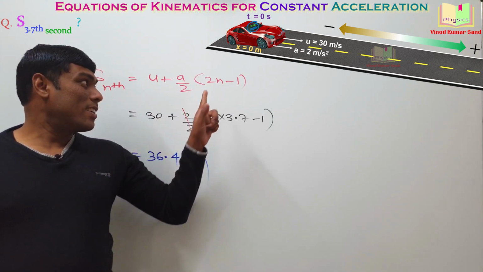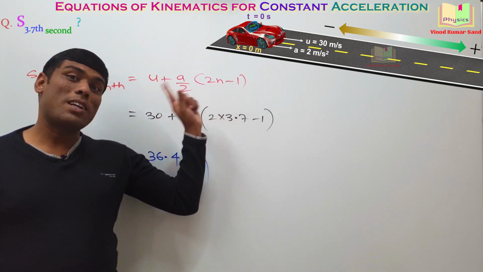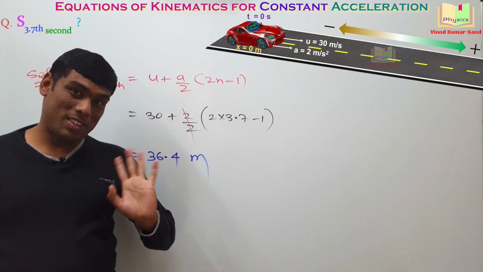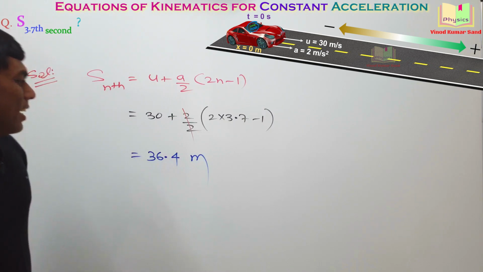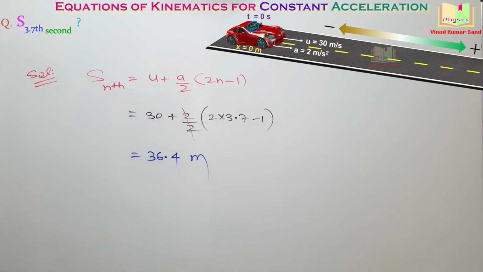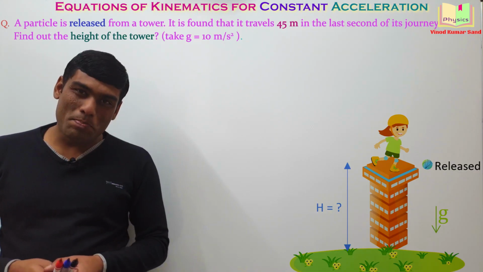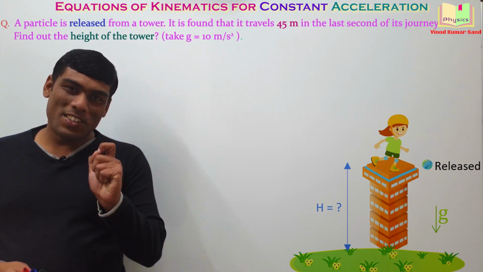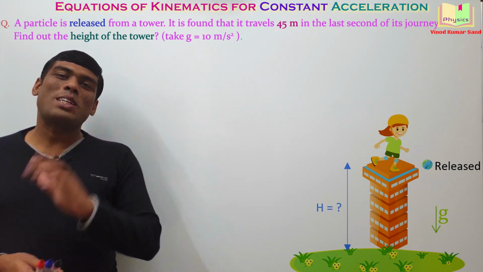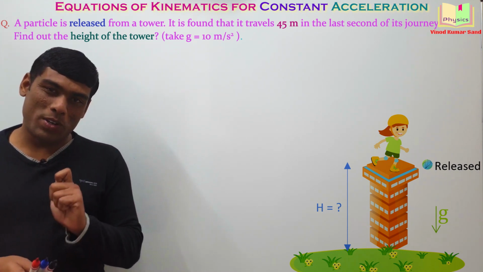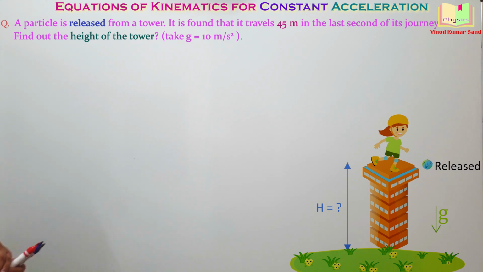We already had the talk that n here can be an integer or can be a fraction. There is no issue with that. Done? Let's go further then. Here is another simple question. Acceleration is constant, so we can use the equations of motion and we need to find the height of the tower. Give it a try.